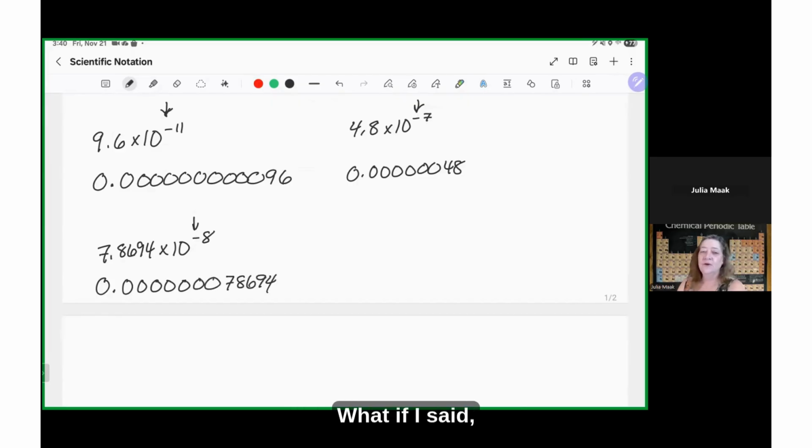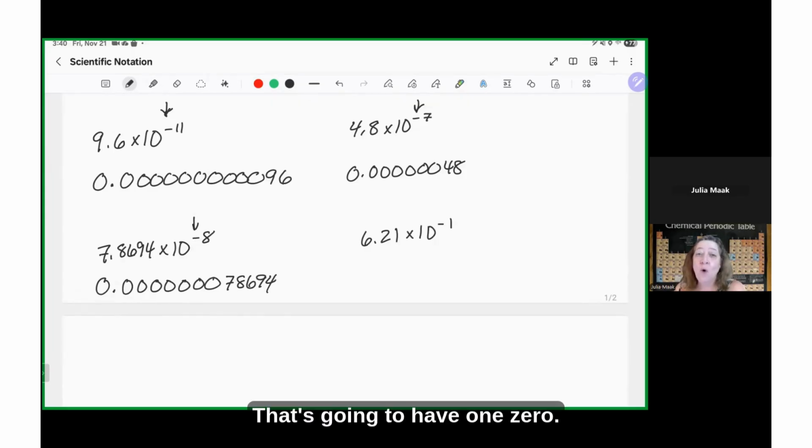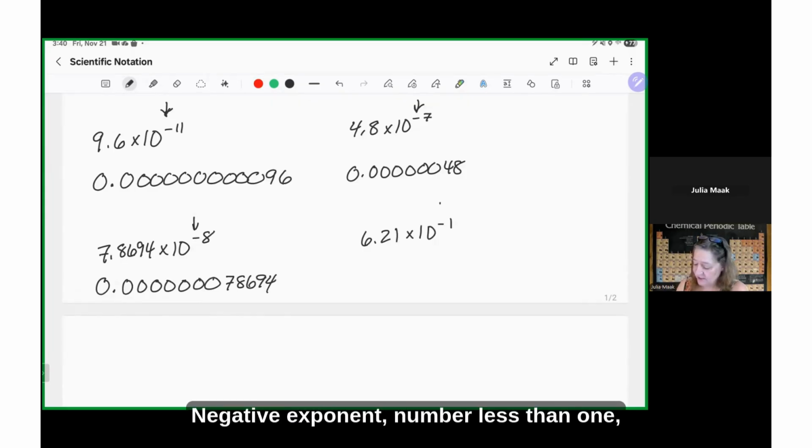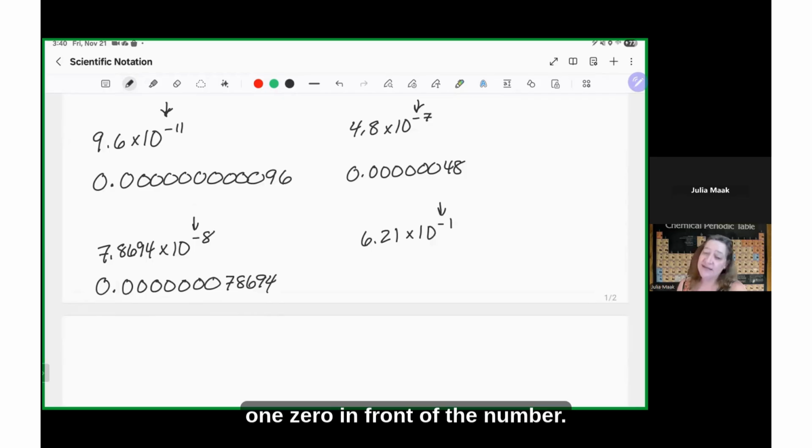Okay. What if I said 6.21 times 10 to the negative 1? Okay, that's going to have 1 zero. Negative exponent, number less than 1, 1 zero in front of the number. There's my 1 zero.